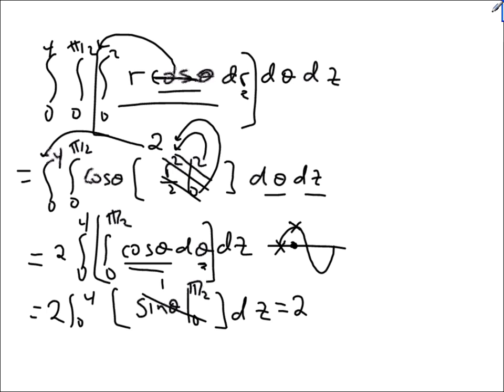So we have 2 times the integral from 0 to 4 of 1 dz, or just dz. The integral of dz is z, from 0 to 4. You plug in 4, you get 8. 2 times 4 is 8. Minus 2 times 0 is 0. 8 minus 0. This happens to be the number 8.